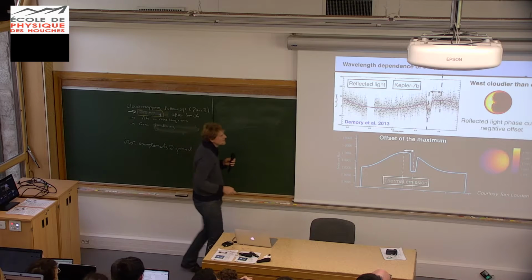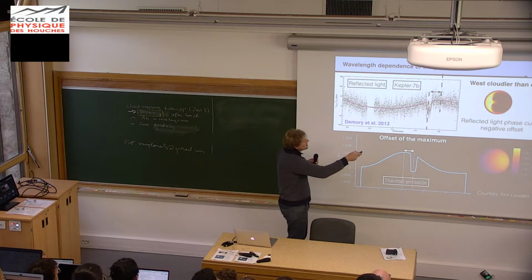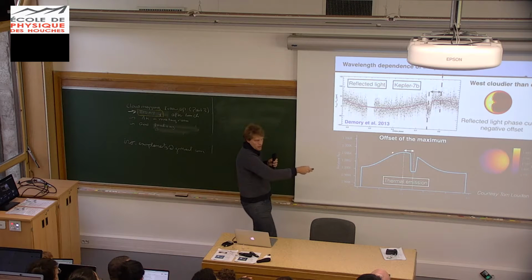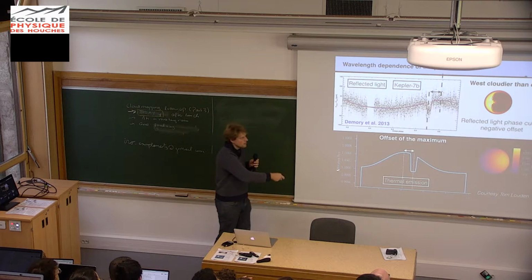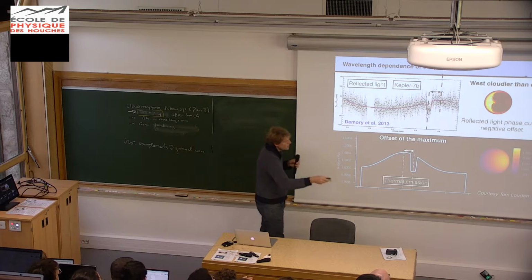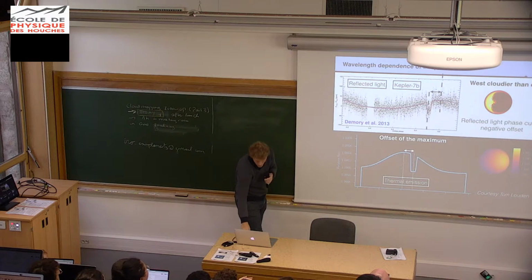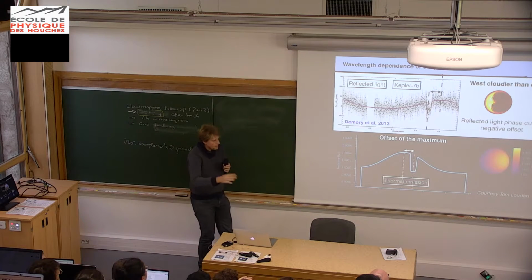And, right? Where's the maximum? Here. A bit this way. It's definitely not this way. It's more this way. And that's the exact opposite from what was seen in the thermal phase curve. Okay? So the Kepler phase curve has shifted one way, and that's indicative of clouds on the west, which is what we were saying, an anti-correlation between the cloud map and the temperature map.